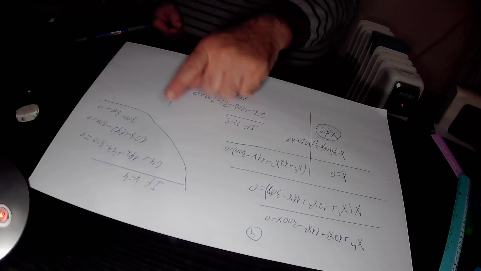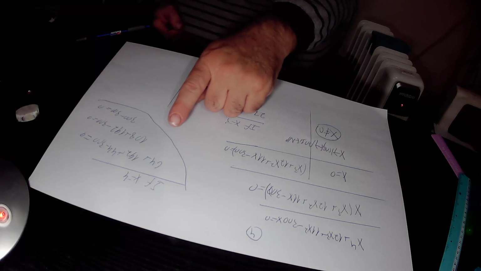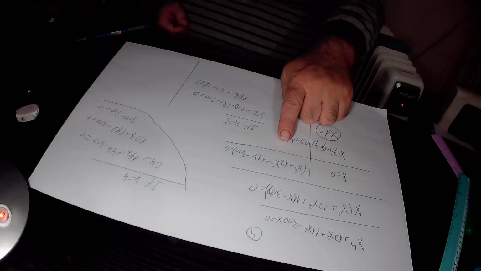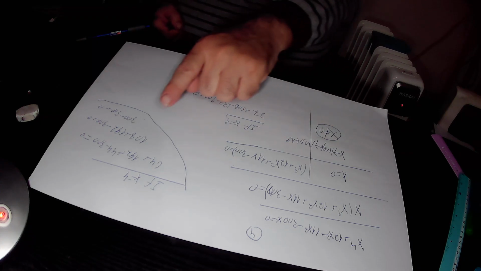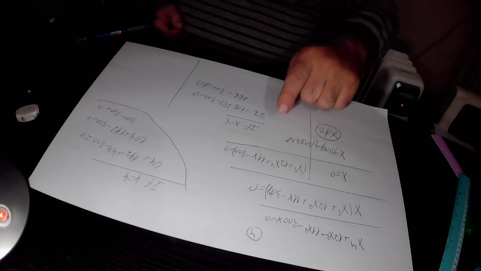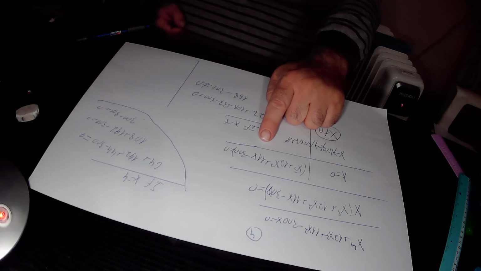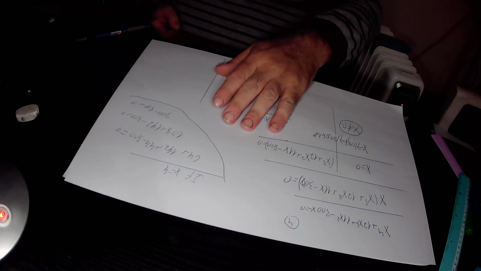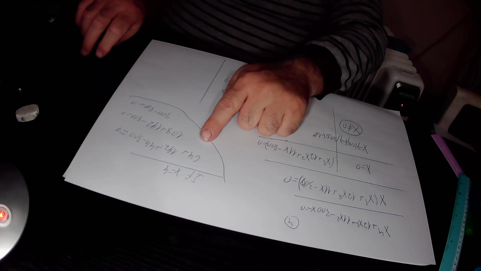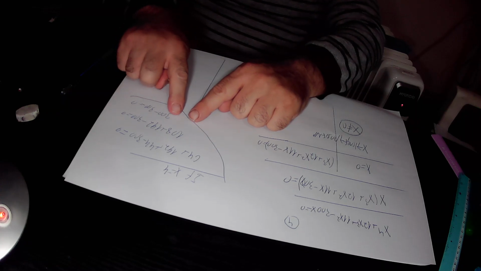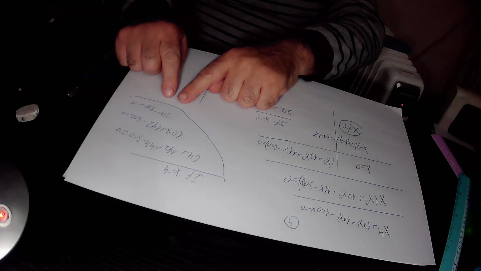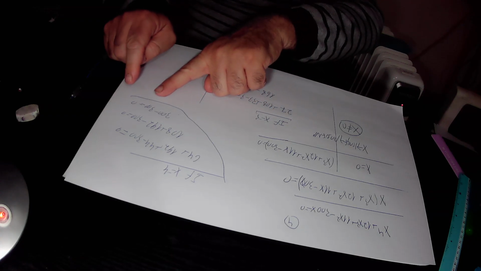4 cubed is 4 times 4 times 4, that is 64, plus 12 times x squared. X is 4, therefore x squared is 16 times 12. 16 times 12 is 192, plus 11x. X is 4, so 11x is 11 times 4, that is 44, minus 300 equals 0. 64 plus 44 is 108, plus 192. 108 plus 192 is 300, and 300 minus 300 equals 0.